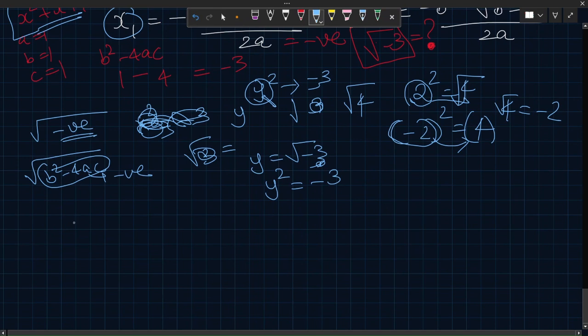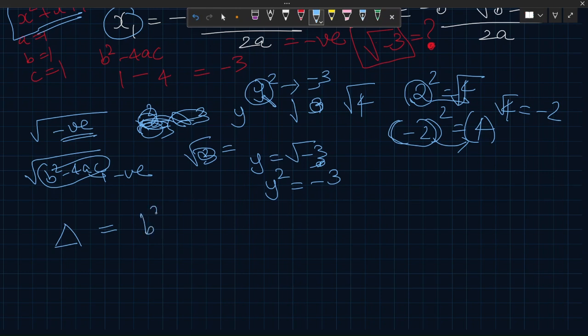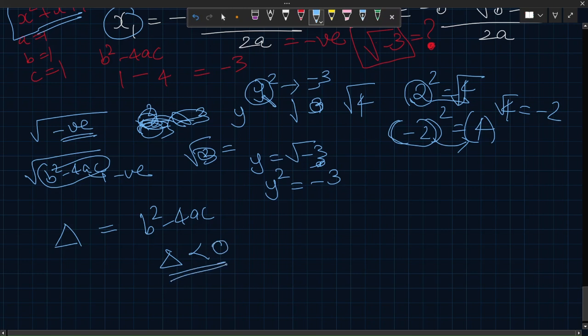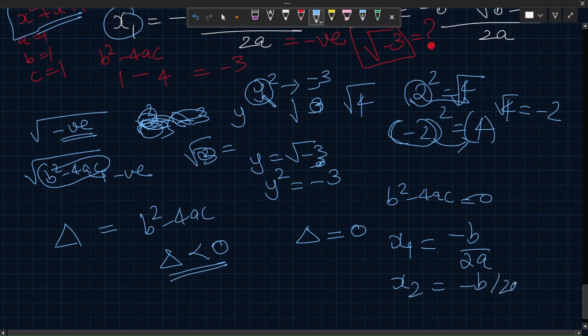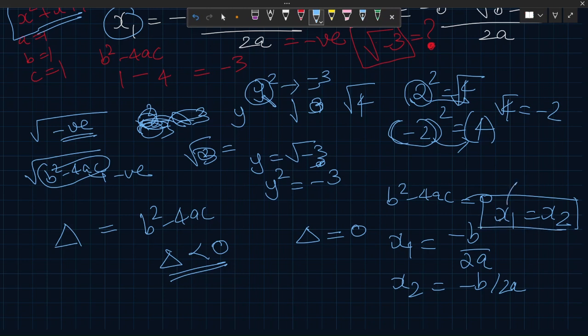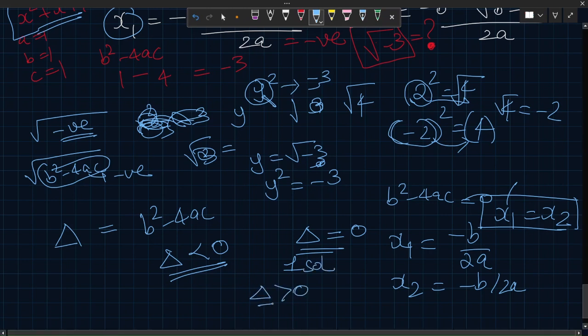Okay, so we call this the discriminant delta, b squared minus 4ac. If this is negative, less than 0, then there is no solution. Note that if delta is 0, which means b squared minus 4ac is 0, then x1 will just become minus b by 2a, and x2 will also become minus b by 2a, which means x1 is equal to x2, which means there is actually only one solution. So if delta is equal to 0, there is one solution, and only if delta is greater than 0 will you have two solutions.